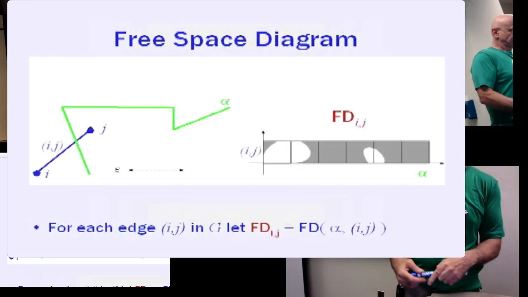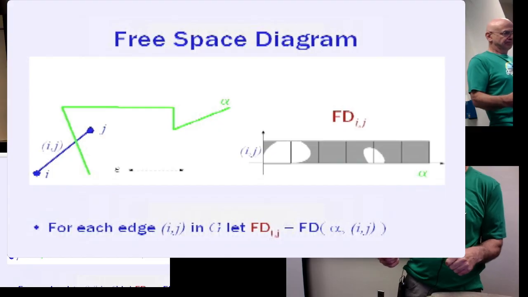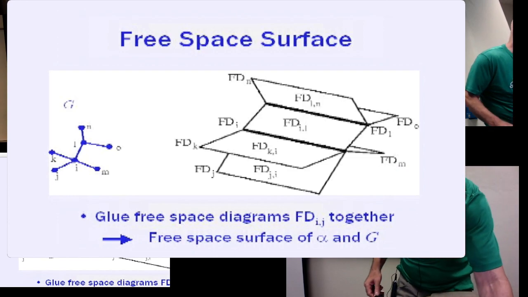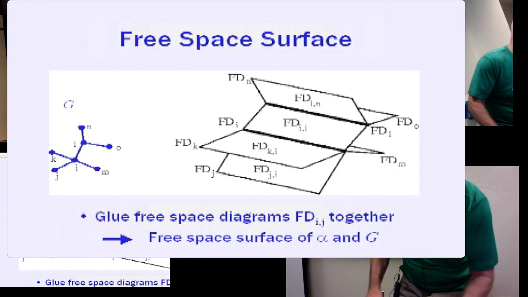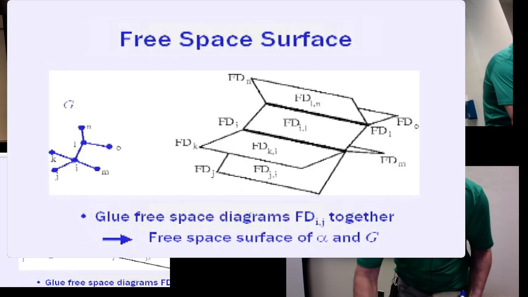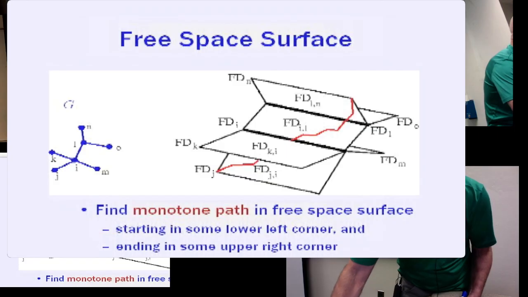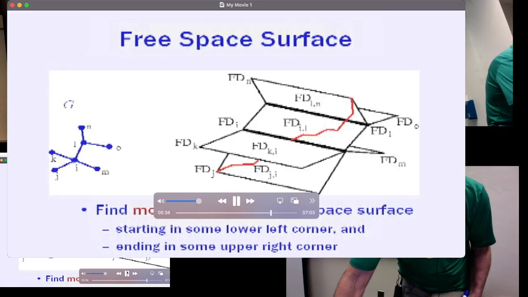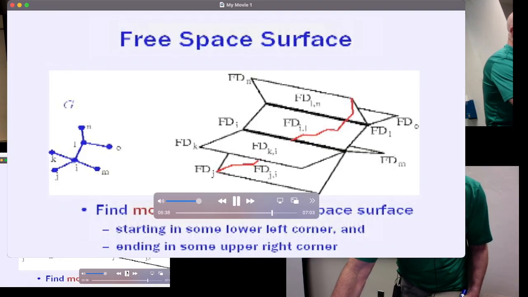In our application, we consider the free space diagrams between an edge of the graph and the whole curve alpha, and then we glue these free space diagrams together according to the adjacency information in the graph G. We call the resulting structure the free space surface of alpha and G. Our task is now to find a monotone path in the free space surface. This monotone path has to start in some lower left corner and to end in some upper right corner of some individual free space diagram.